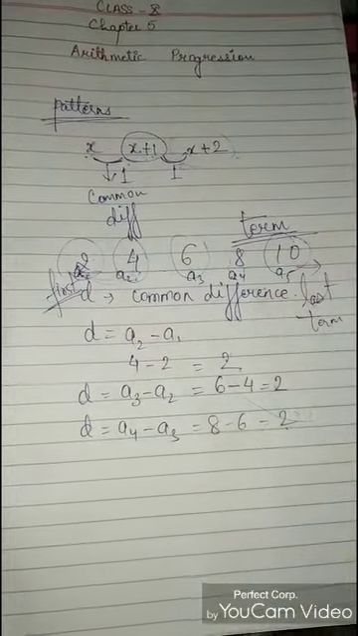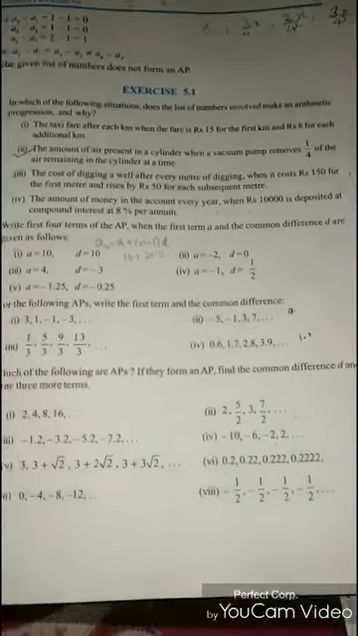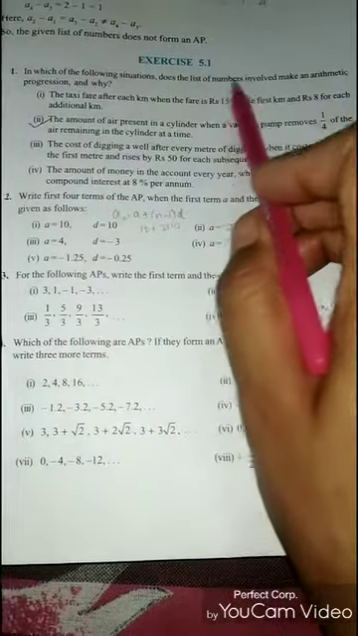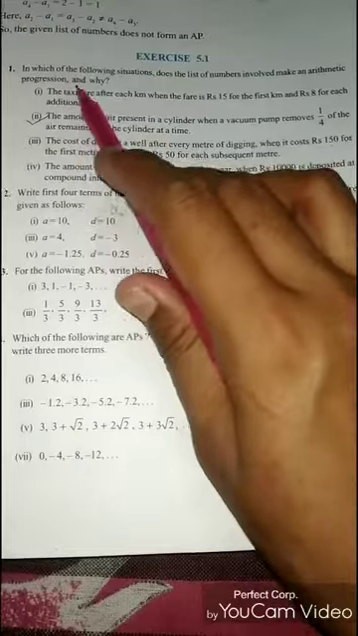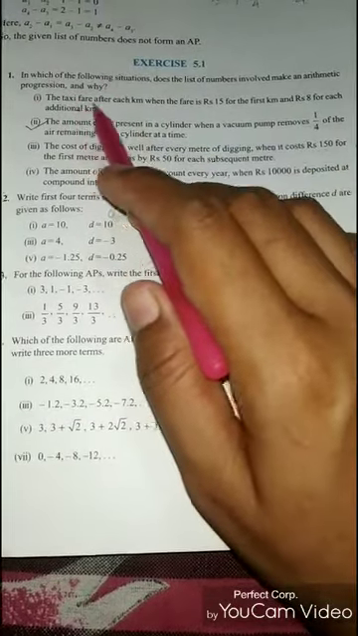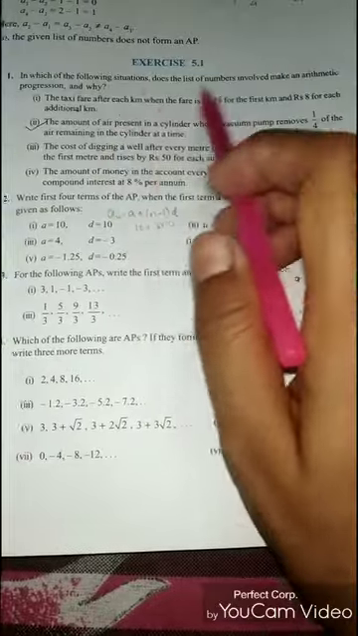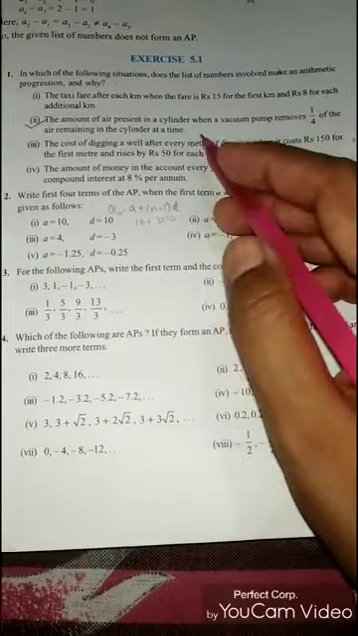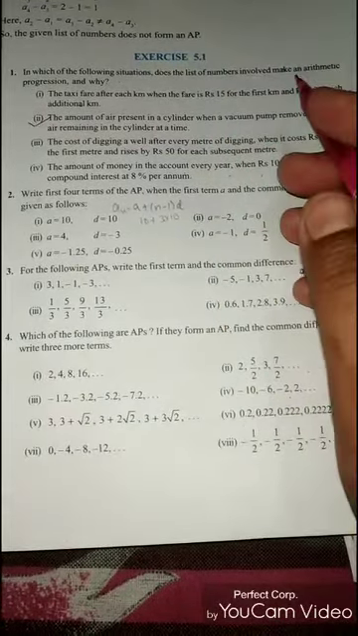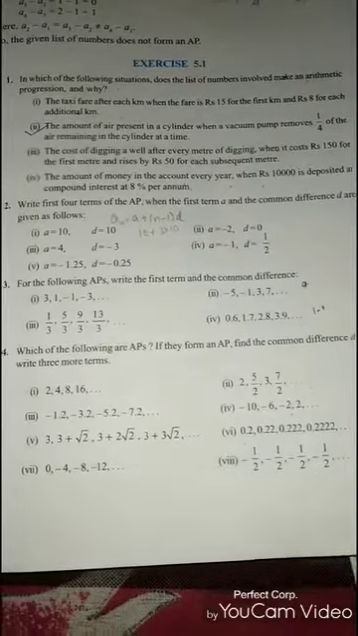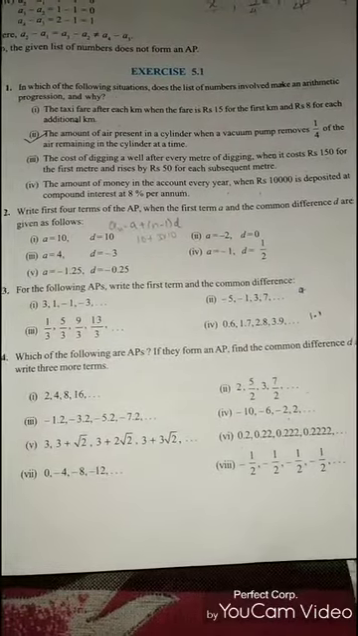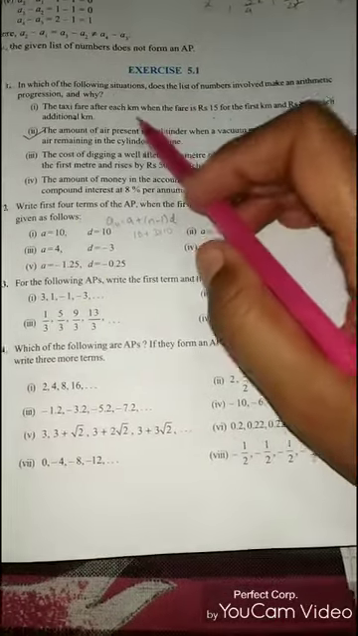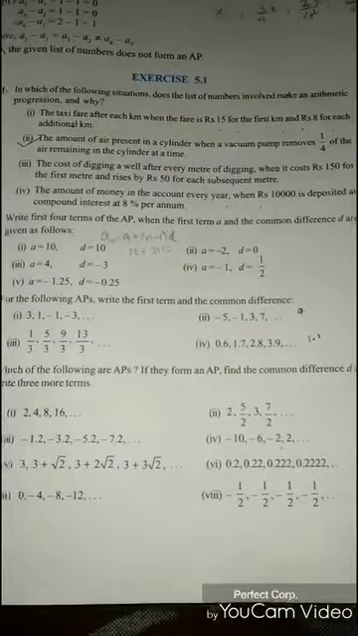Chapter 5.1. Exercise 5.1. What is the first question? In which of the following situations does the list of the numbers involved make an arithmetic progression, and why? We have to see the situations and tell whether the series forming is an arithmetic progression or not, and if it is arithmetic progression, then why. So first question, what is first? The taxi fare after each kilometer, when the fare is rupees 15 for the first kilometer and rupees 8 for each additional kilometer. Okay, so we have to solve this.